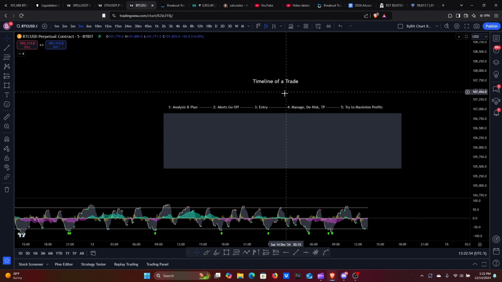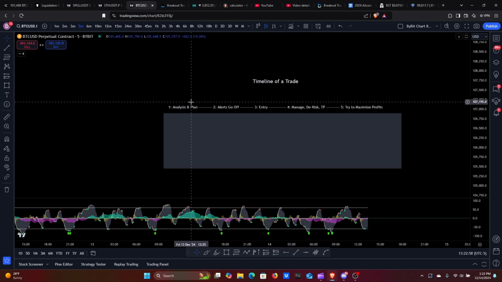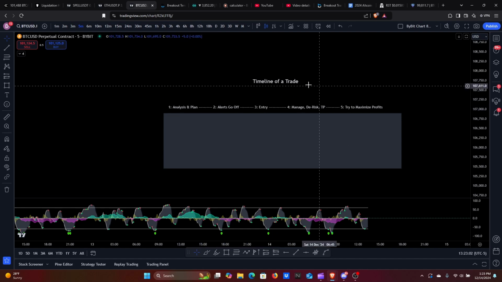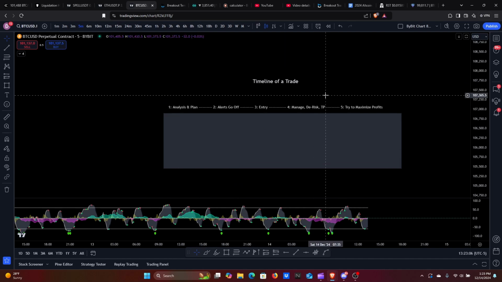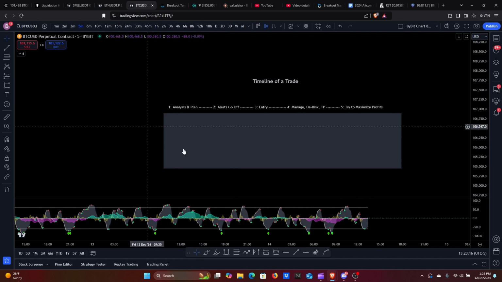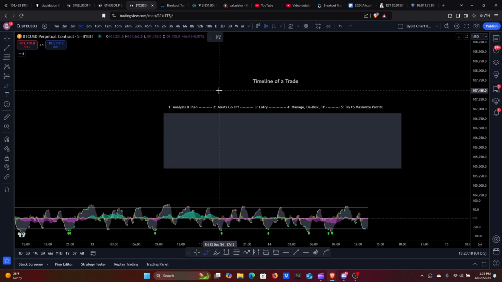In this video, I'm going to be going over the timeline of a typical trade for me. This is basically the steps that I go through for each one of my trades, and I have a little thing written down below each one of these, so I'm going to go over these in a bit of detail. But first, let's just go over the simple time frame.